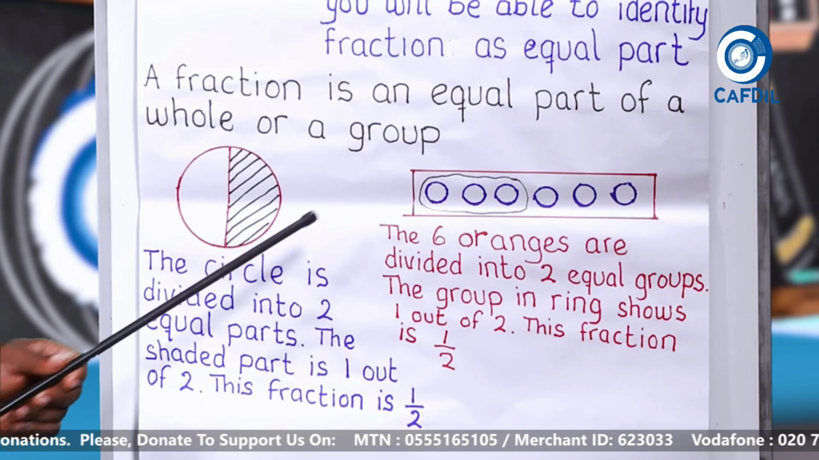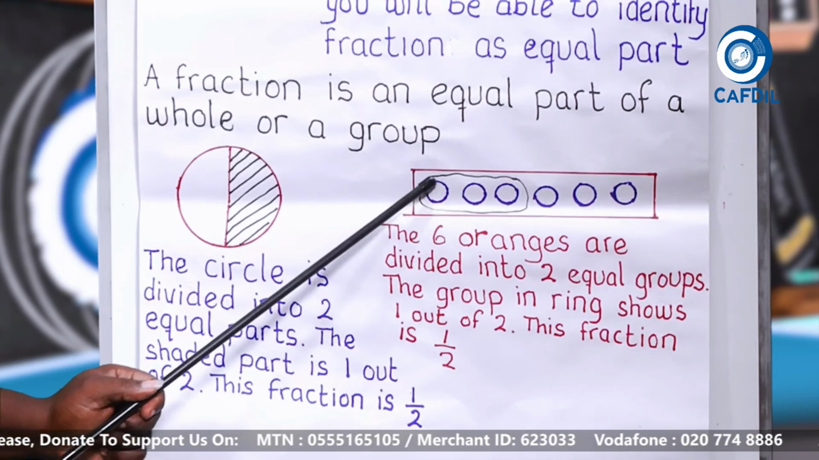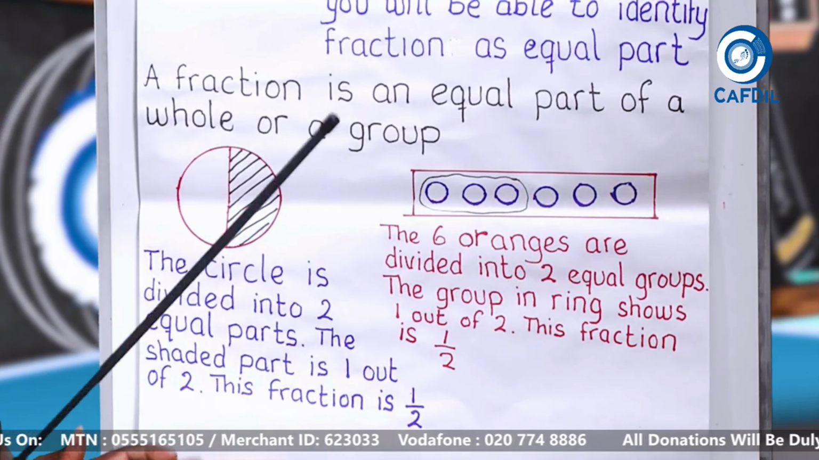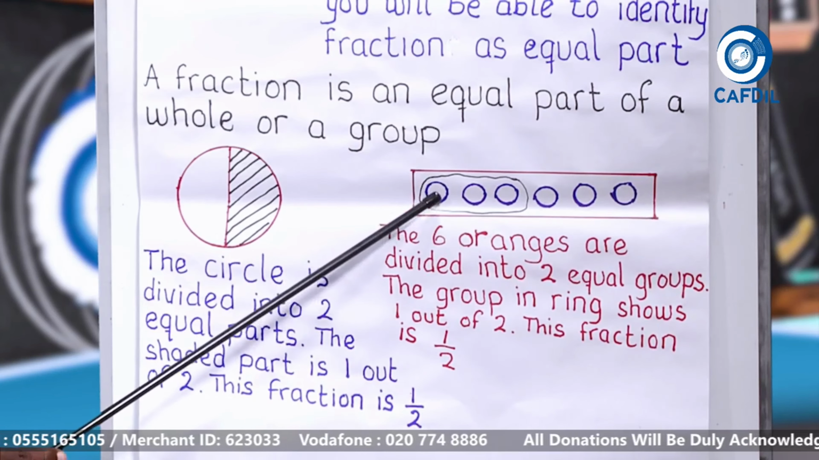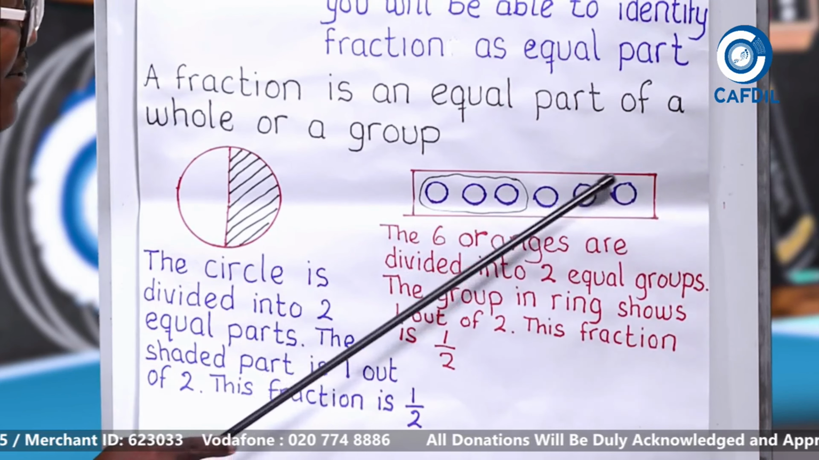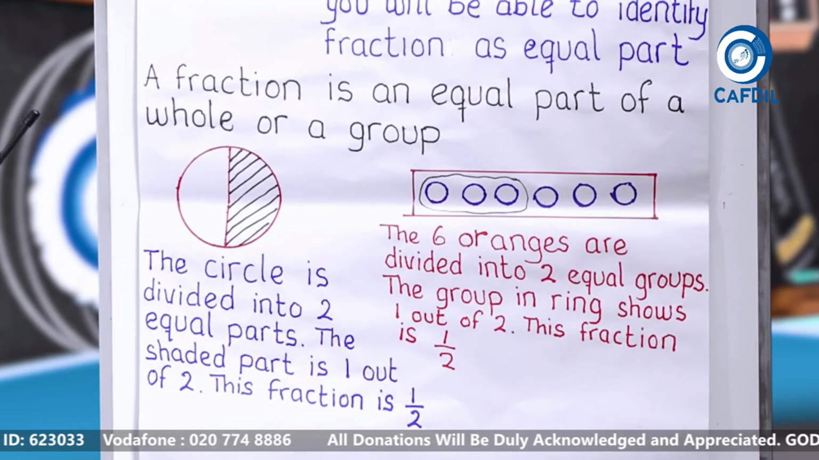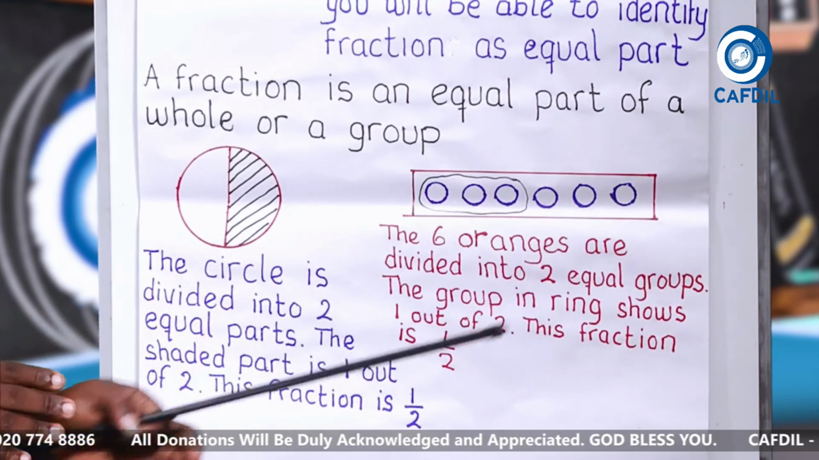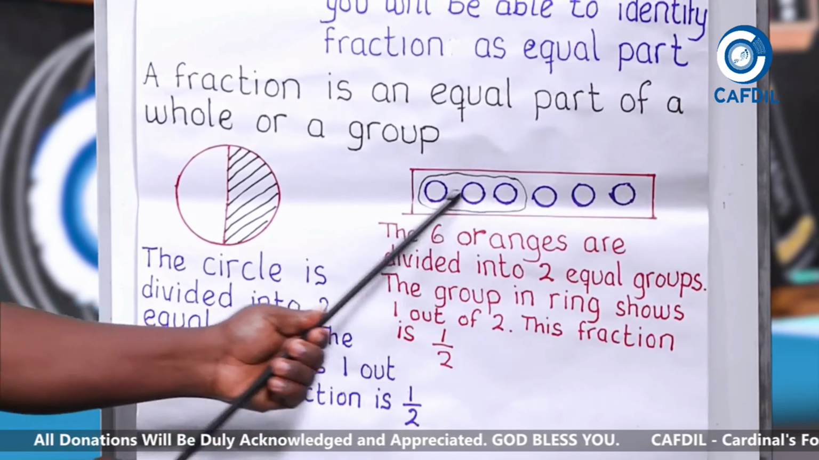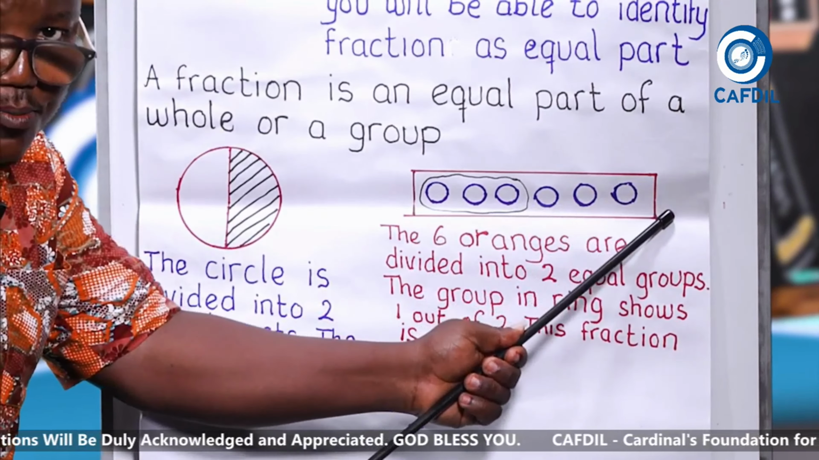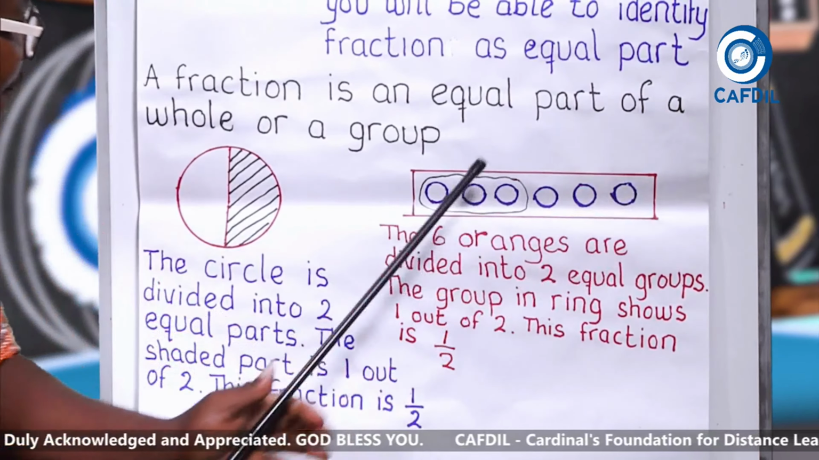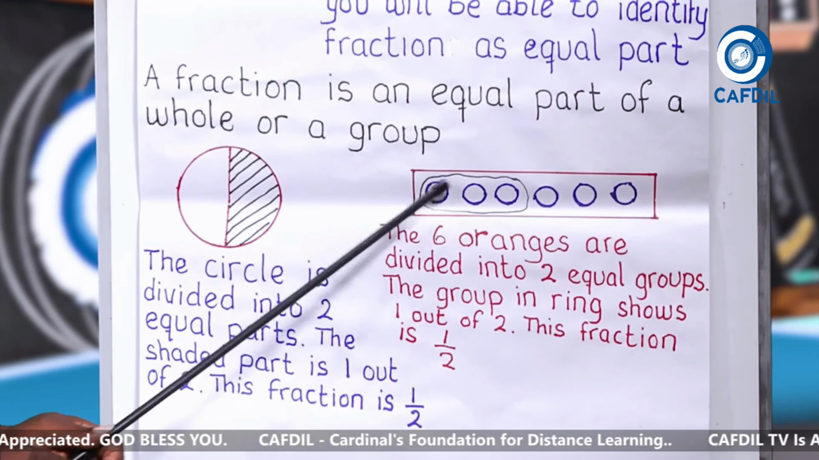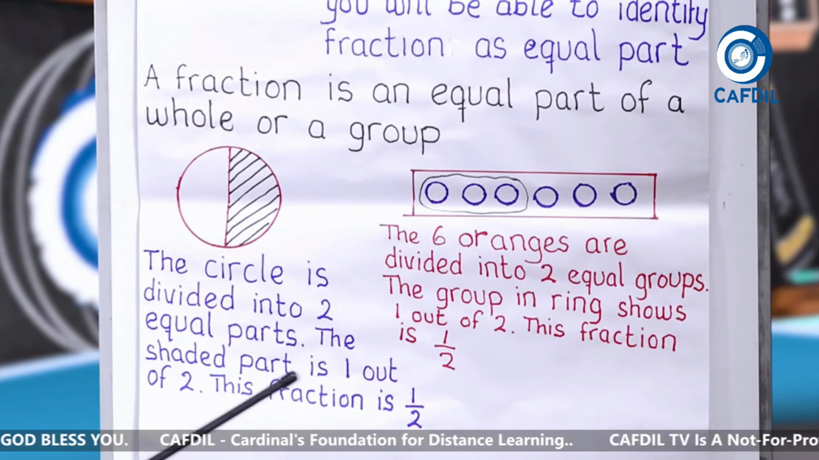Now let's look at it. How many oranges are there? We are saying that we want to take these circles to be oranges. So how many oranges? 1, 2, 3, 4, 5, 6. 6 oranges. And when you look at these 6 oranges, it has been divided into 2 groups. So we have the first group and then the second group. The first group here and then the second group there.